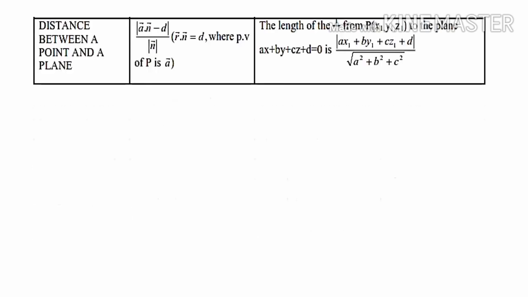Next, distance between a point and a plane. Vector form is modulus of vector a dot vector n minus d divided by modulus of vector n. And the Cartesian form is modulus of ax1 plus by1 plus cz1 plus d divided by root of a square plus b square plus c square. This formula also can be used to find the length of the perpendicular from a particular point to the plane.